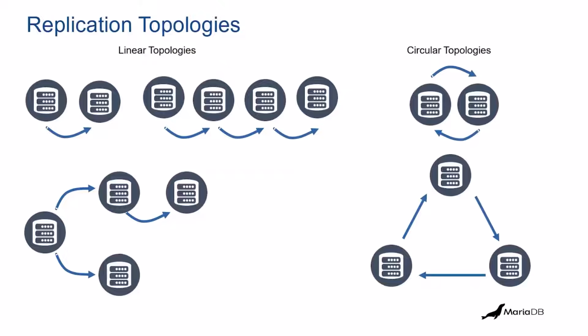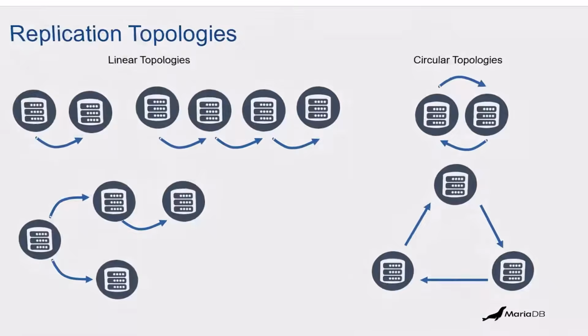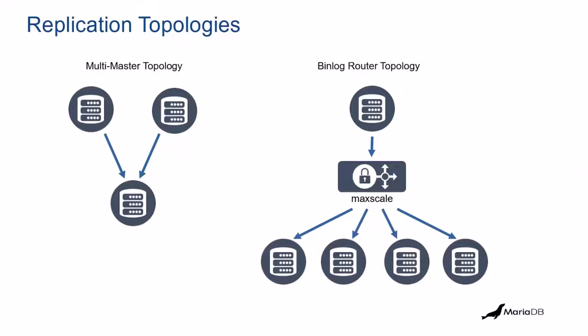Replication can create some interesting topologies. Most people create topologies that are linear in nature. Although you can create a circular topology with replication, it is easier to manage a circular topology with Galera Cluster. You can have multiple masters replicating to one slave. You can have MaxScale work as a binlog router to support many replicas. This relieves the primary from serving many replication tasks.